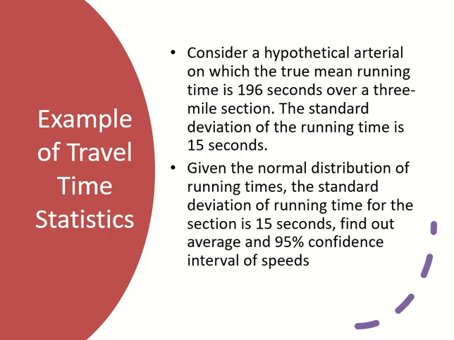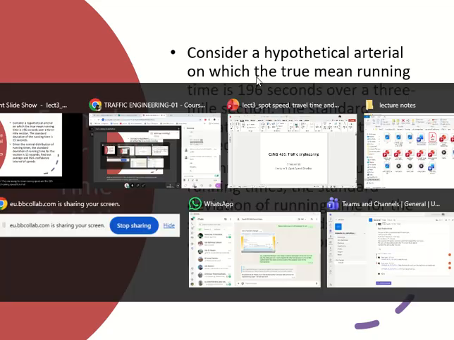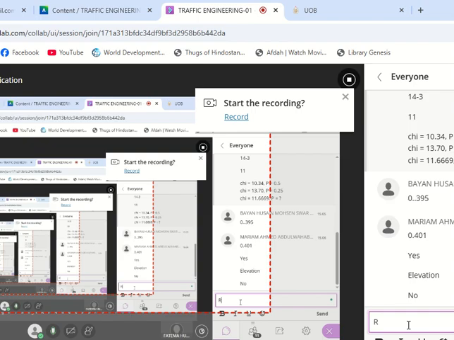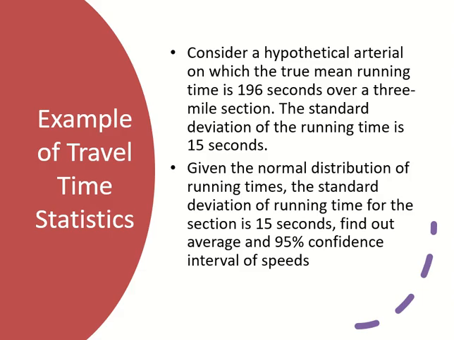First of all, we have running time. Running time is not the same as travel time. Running time means travel time minus delay. So this is time without delay. They calculated the delay, they subtracted it, and the remaining is called running time. Secondly, they are giving me true mean running time. True mean running time means it is for the entire population.